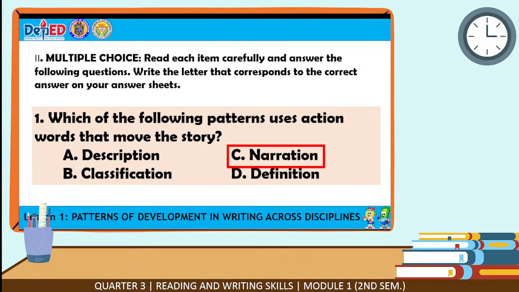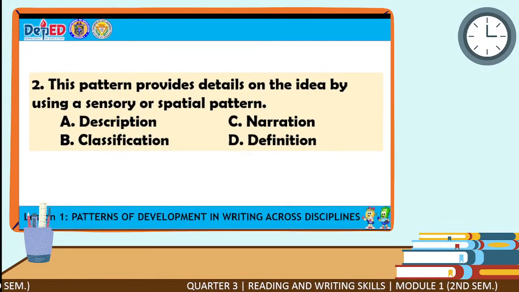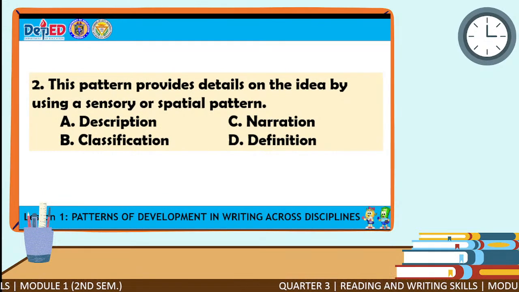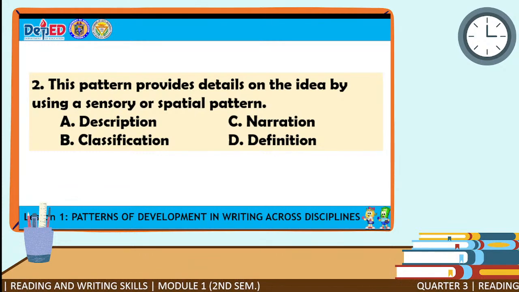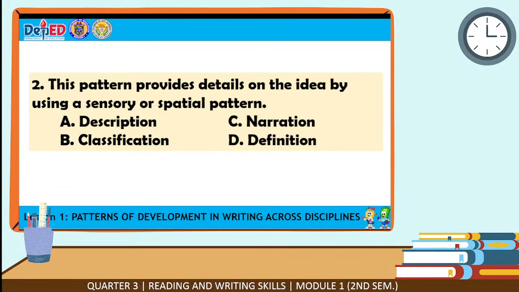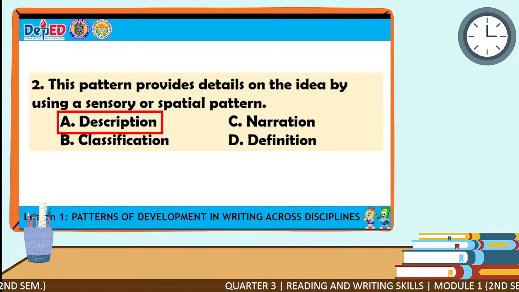If you answered narration, then you got it right. How about number 2? This pattern provides details on the idea by using a sensory or spatial pattern. Is it A. Description, B. Classification, C. Narration, D. Definition? What is your answer? Well, the correct answer is A. Description.